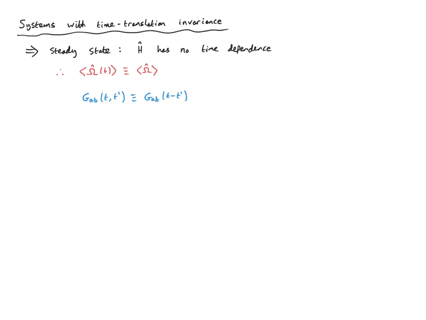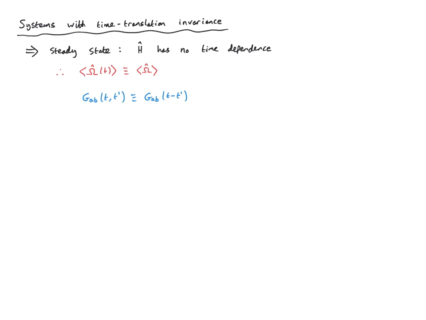This tells us that the Green's function G_AB of times t and t' must depend only on the time difference between t and t'. So from now on, in this case, we'll write G_AB(t - t'). This is because the Green's function corresponds to a correlation function involving operators acting at times t and t'.